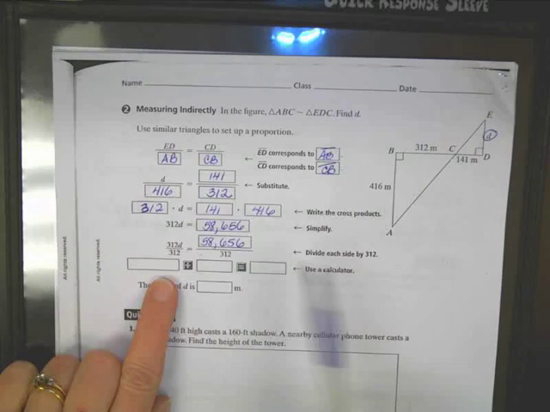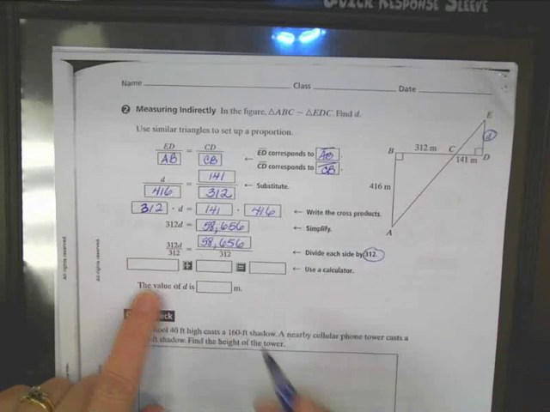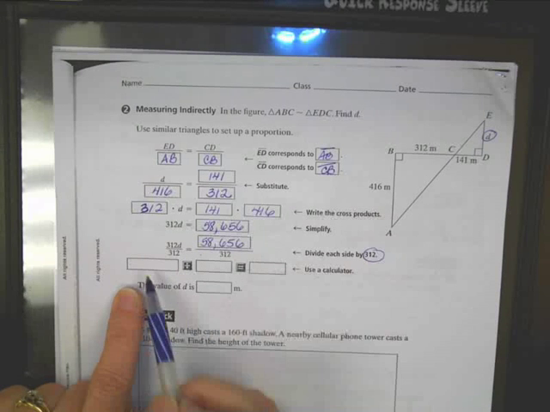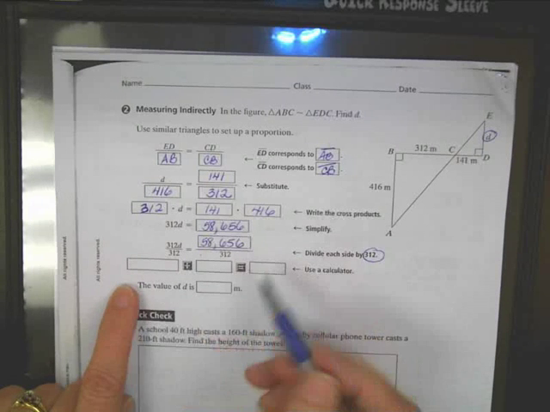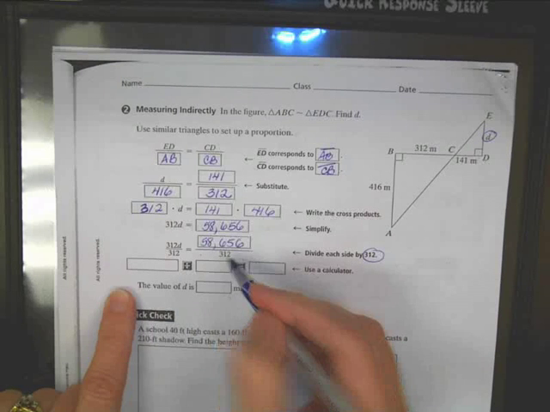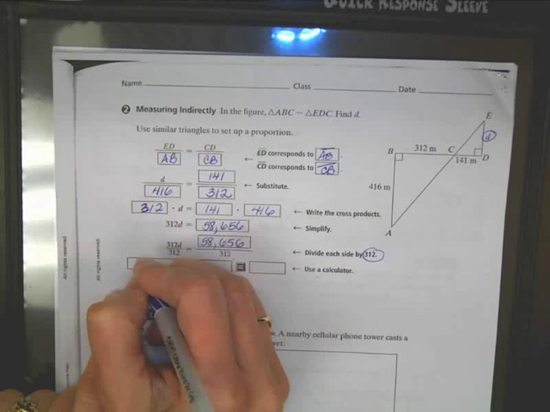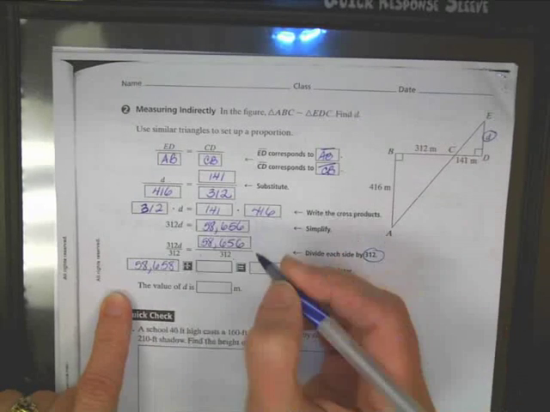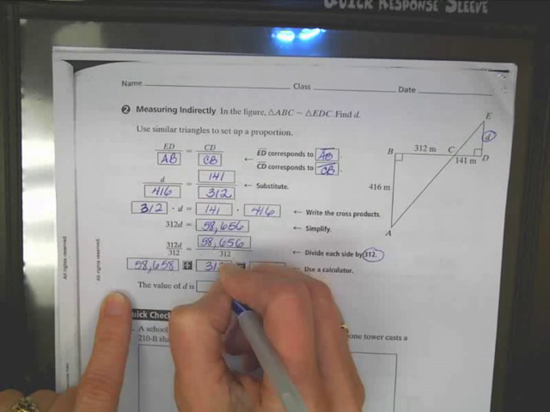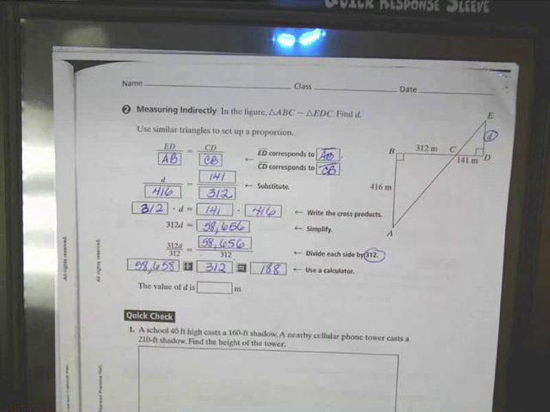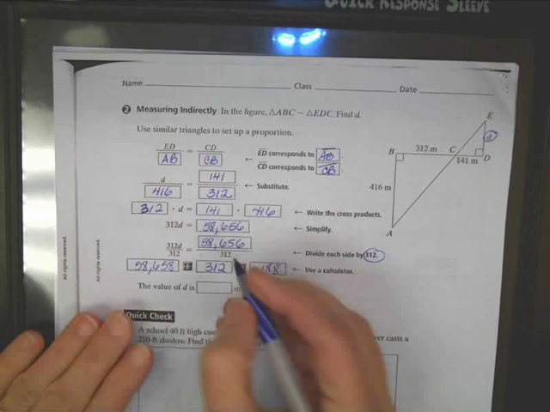And then to finish up, I'm going to have to divide each side by 312. Of course, you can probably do this in your head. The part that you're going to need to do in the calculator, and you don't need to write this out for me, is 58,656 divided by 312.